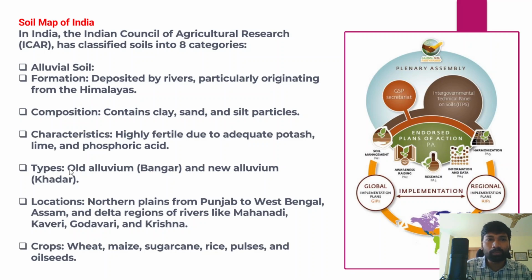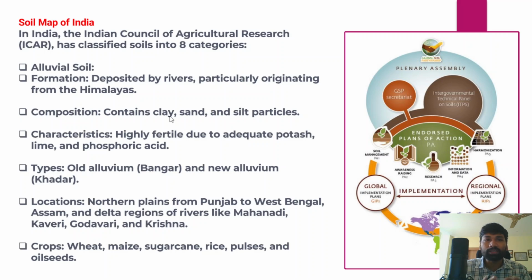So what was the composition? They actually contain clay, sand and silt particles. So this is the essential composition of the alluvial soil. See, when we talk about different soils, we very often know that alluvial soils are mostly found in the Indo-Gangetic plains. Okay, so the composition of the alluvial soils is clay, sand and silt particles, and in fact it is one of the rich and fertile grounds of India, and the alluvial soils are very fertile in nature.